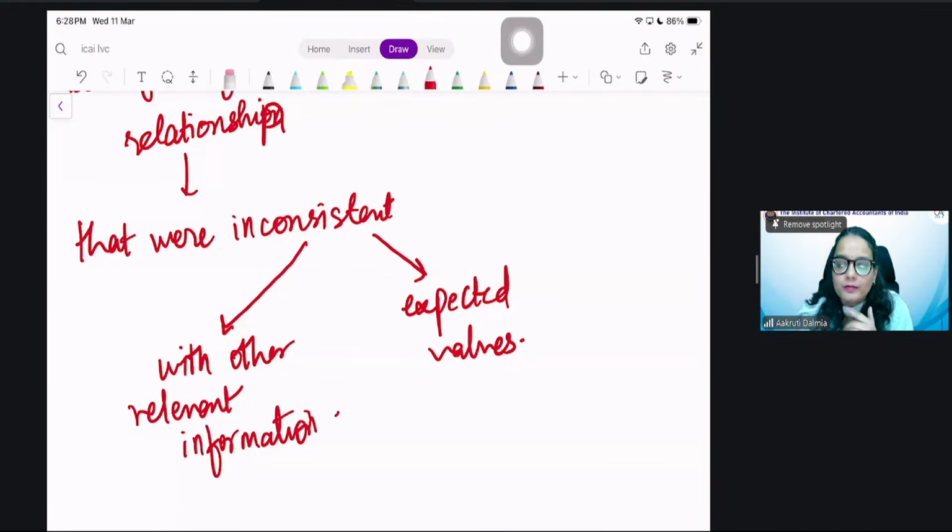What did you do? You created an expected value. What is your expected value of tea and coffee expenses? How much expected range have you created? We have created an expected range of how much? Quickly tell me. 80,000 to 1 lakh rupees. Yes or no? So if it is more than my expected value, will I investigate it further?